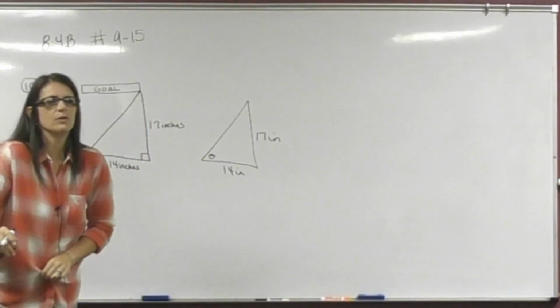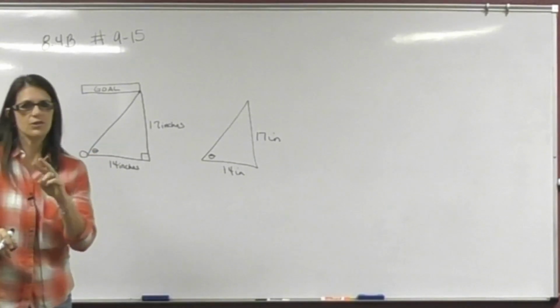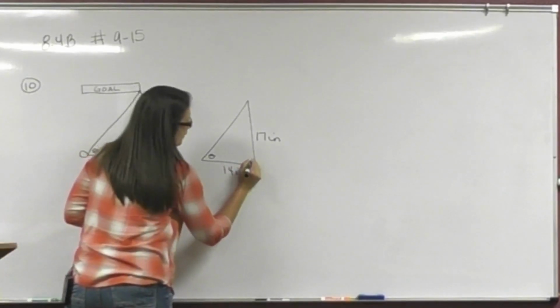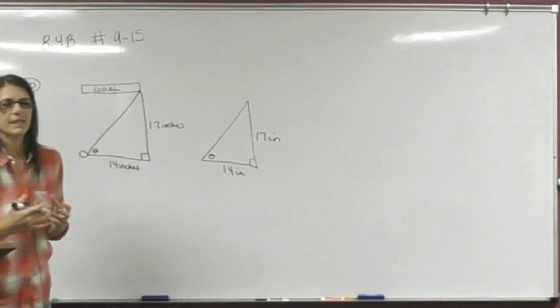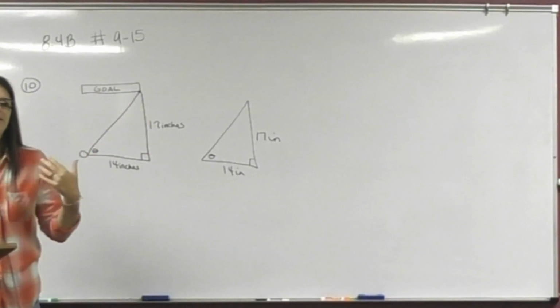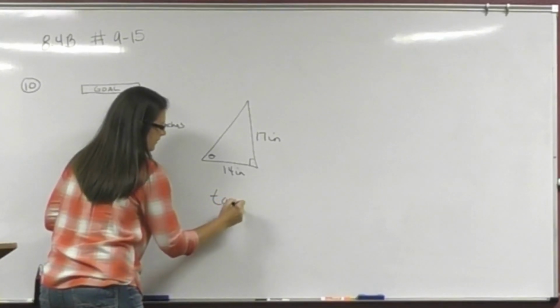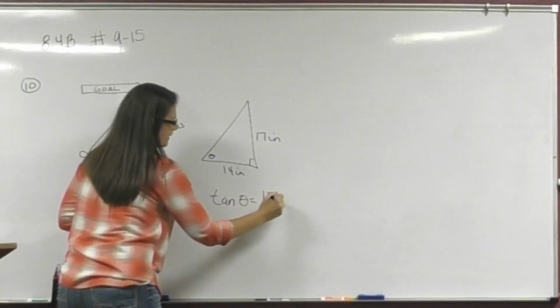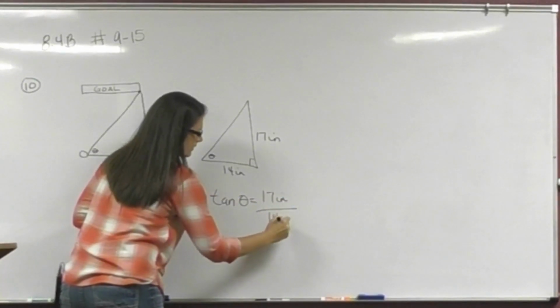In order to determine which trig function we need to use, we have to look and see what parts have been given to us, whether it's opposite, adjacent, hypotenuse, or whatever. Of this right triangle, I have adjacent and I have opposite. Again, opposite and adjacent mean tangent, okay? So the tangent of theta equals opposite, which is 17 inches, over adjacent, which is 14 inches, okay?